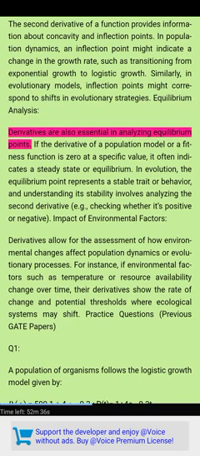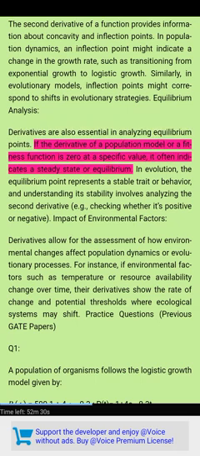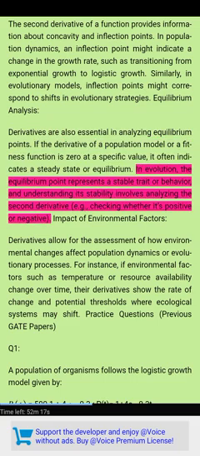Equilibrium analysis. Derivatives are also essential in analyzing equilibrium points. If the derivative of a population model or a fitness function is zero at a specific value, it often indicates a steady state or equilibrium. In evolution, the equilibrium point represents a stable trait or behavior, and understanding its stability involves analyzing the second derivative, e.g., checking whether it's positive or negative.